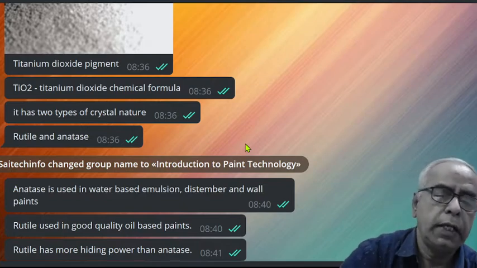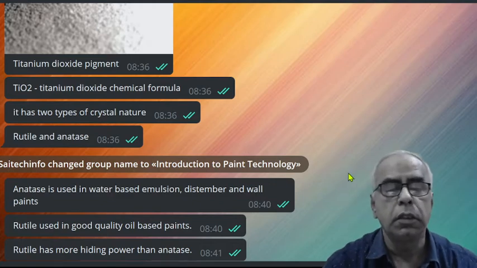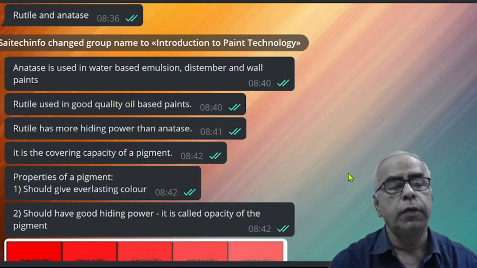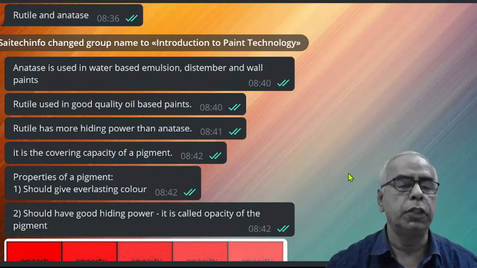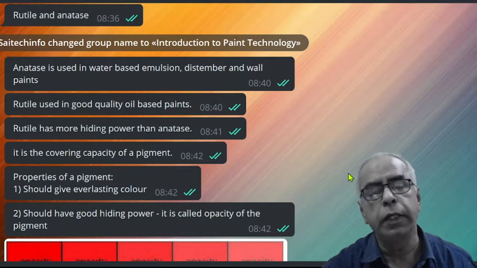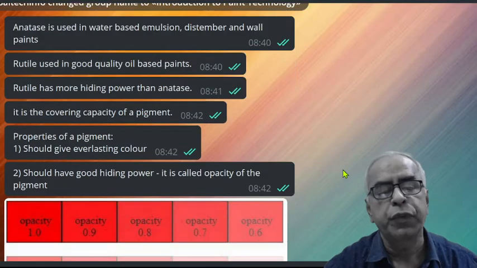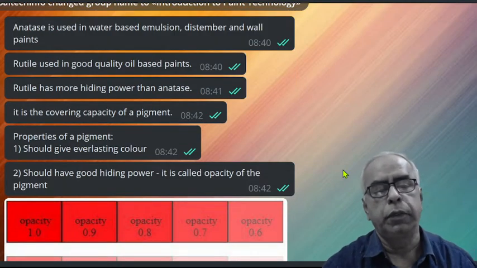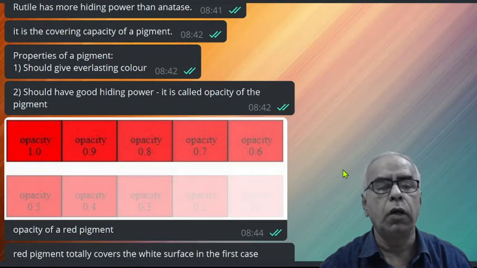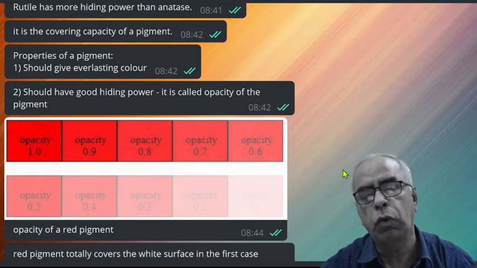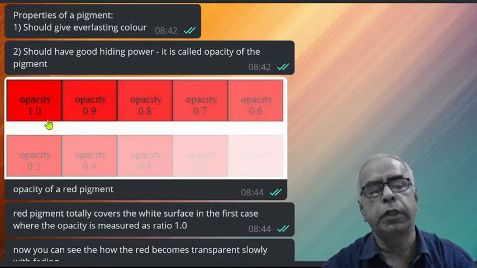Of course, anatase type of titanium dioxide is used in water-based emulsion, distemper, and wall paints, whereas rutiles have very good usage in good quality oil-based paints because they have more hiding power than anatase, and their covering capacity is great. There are some properties of pigment. First of all, it should give everlasting color, and it should have good hiding power, that is called opacity of the pigment.